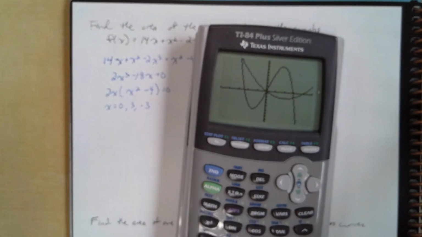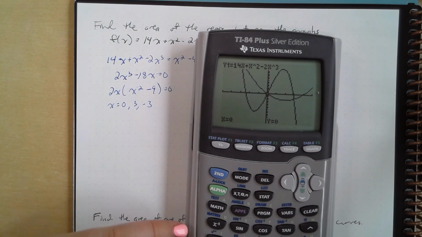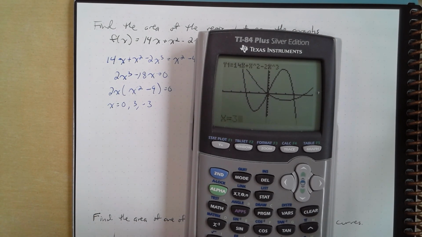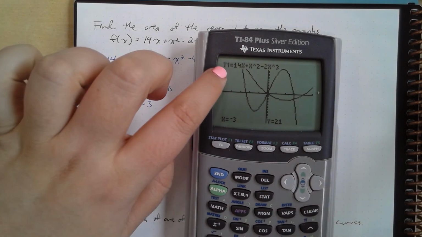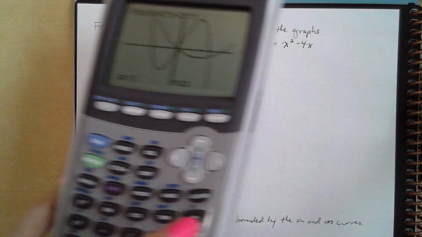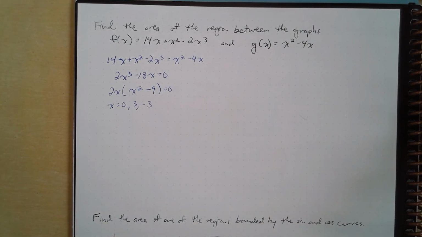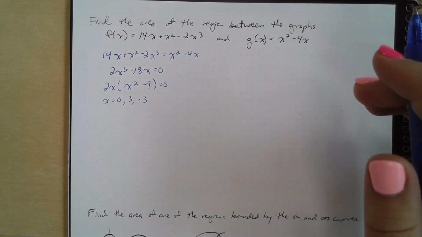And I'm going to go back to my calculator and just check, is that accurate? So if I go here, I trace at 0, it's 0. At 3, it's negative 3 right there. At negative 3 is 21. You can't see it on here, but it looks like we're pretty accurate there. So now we actually need to write our integrals.